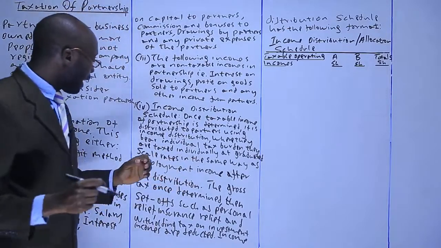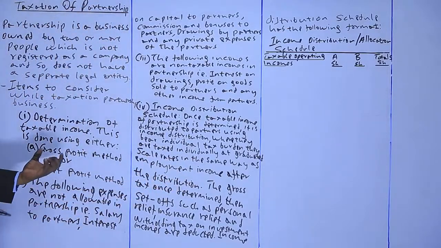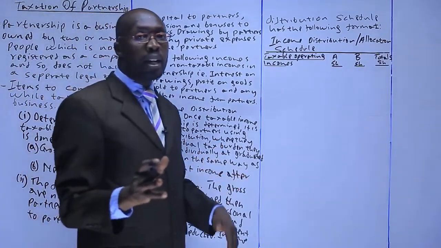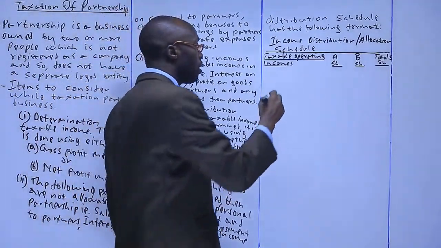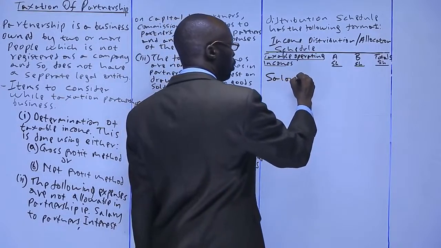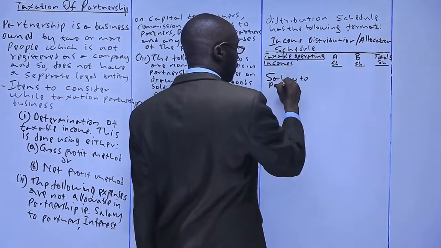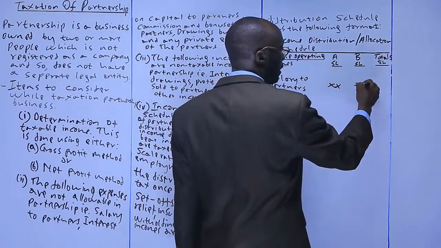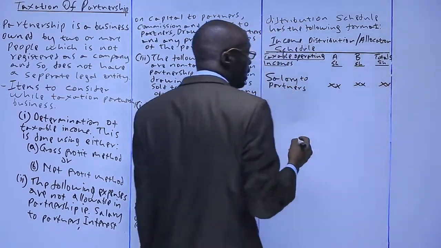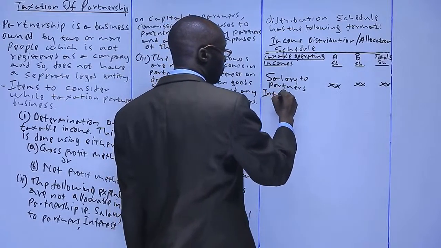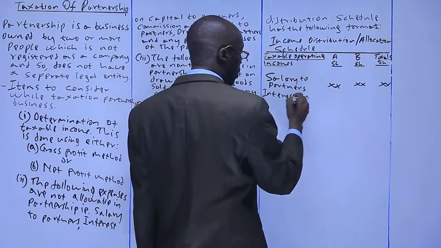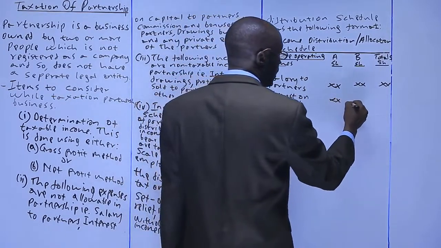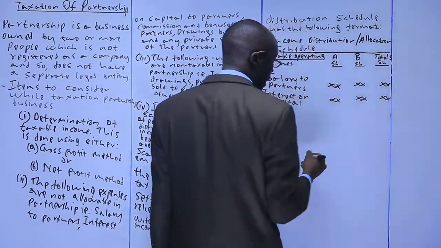So the taxable operating income you would have determined using either gross profit method or net profit method. You distribute it this way. The first one is usually the salary. So salary to partners. If partners have salaries, if this one had a salary, you put it there, and the total. The next one is interest on capital. So interest on capital for this partner, for this one, and this, if there is any.